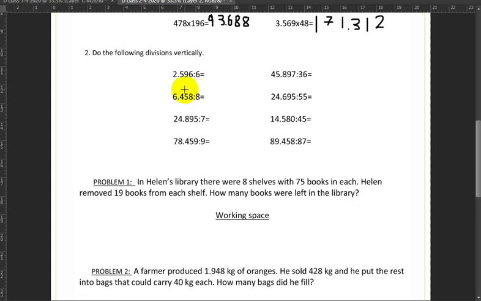Okay, now we have some divisions. So let's do these vertically. Okay, I'm going to take this and I'm going to take it to the side, like so. And we'll erase this equal sign. We'll make the line here and here.